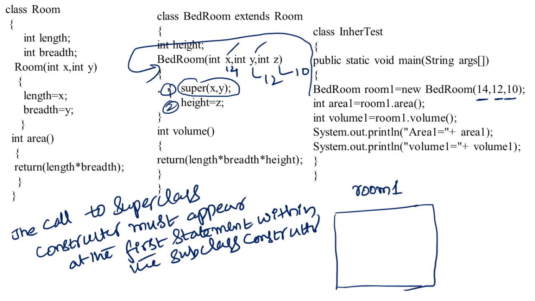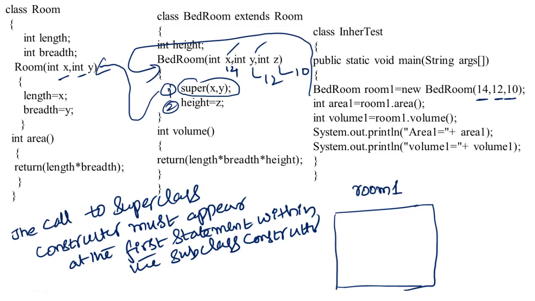Super means it will go to the superclass constructor. This Room is the superclass constructor. Here also X and Y are integer type. They must match, the data types must match, and the order must also match. What is the use of the super method? The super method is useful to call the superclass constructor from the subclass constructor.